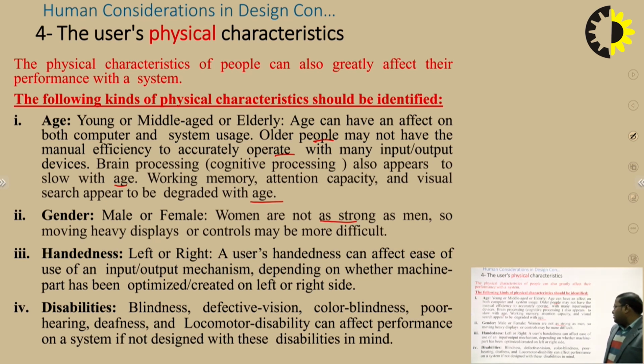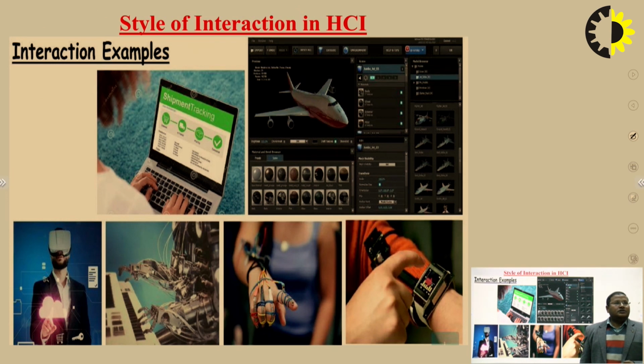Handiness, left or right: a user's handiness can affect ease of use of an input-output mechanism, depending on which side the machine part has been created on, left or right. Disabilities: blindness, defective vision, color blindness, poor hearing, locomotor disability can affect performance on a system if not designed with this disability in mind. These are some style of the interaction examples I have given.